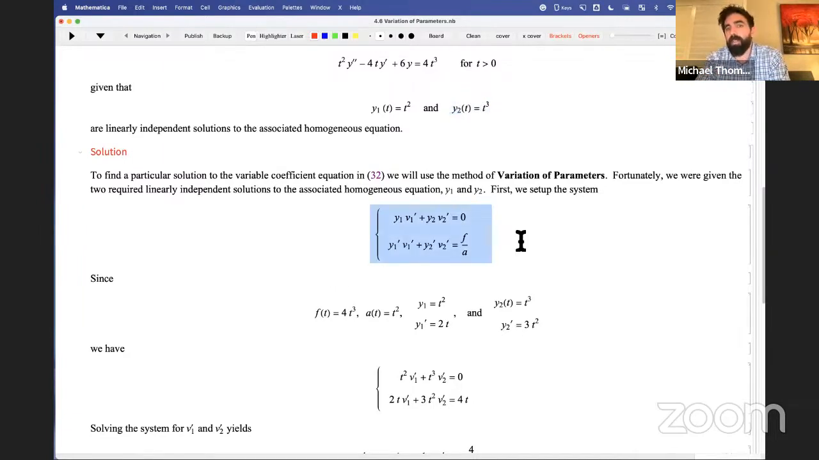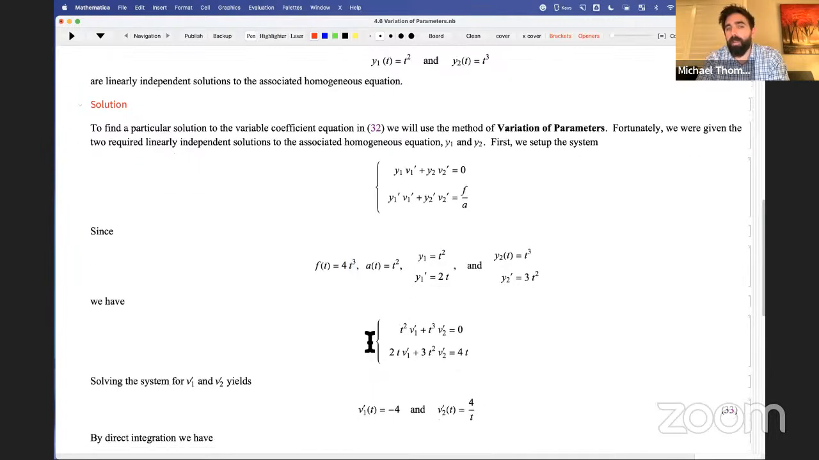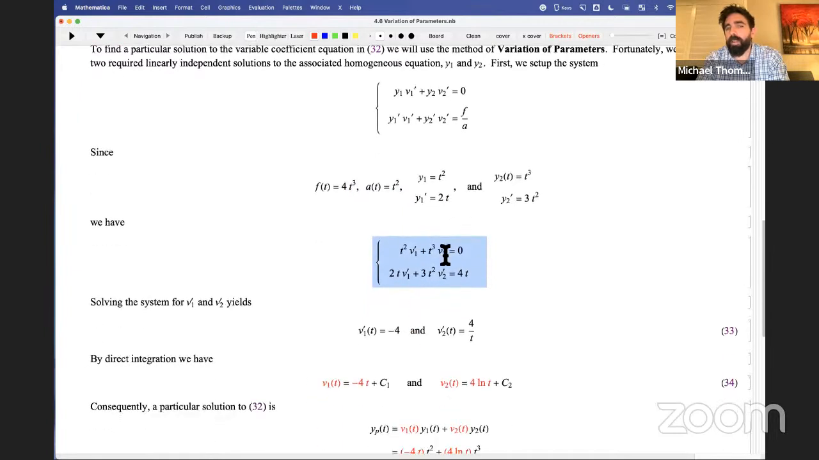We're going to set up our system. We have our y1 and our y2. There's our y1, there's our y2. We're going to need the derivatives, so you can find those real quickly. We know what f is. f is over on the right. And we know what a is. That's the coefficient, which is the second degree term, t squared. Then we write down our system, we plug everything in, and we've got this system.